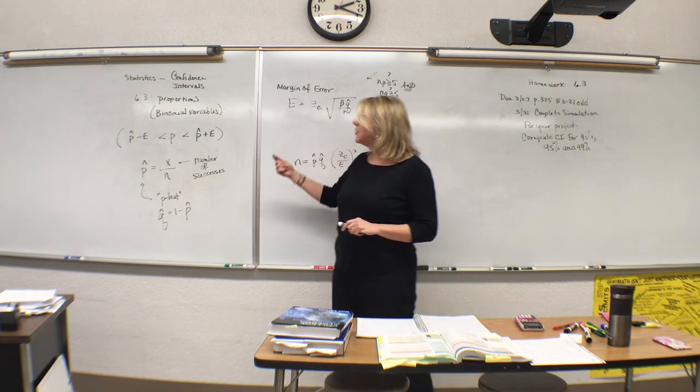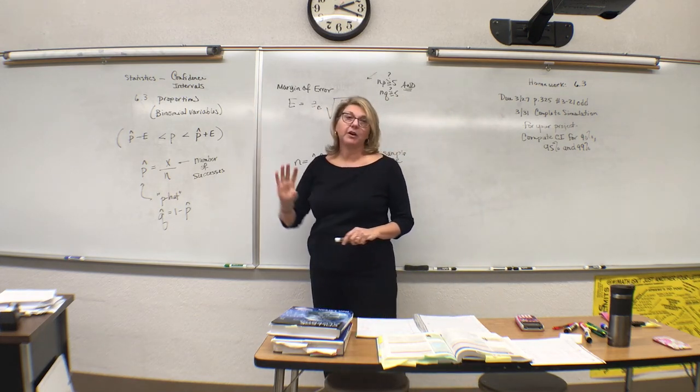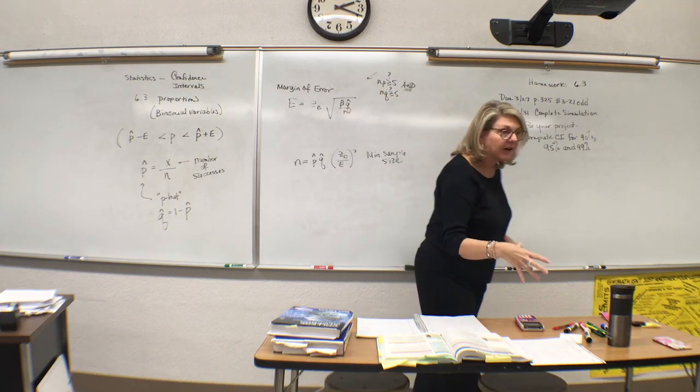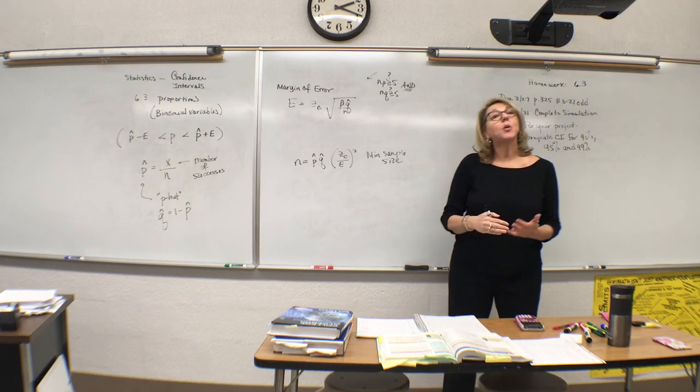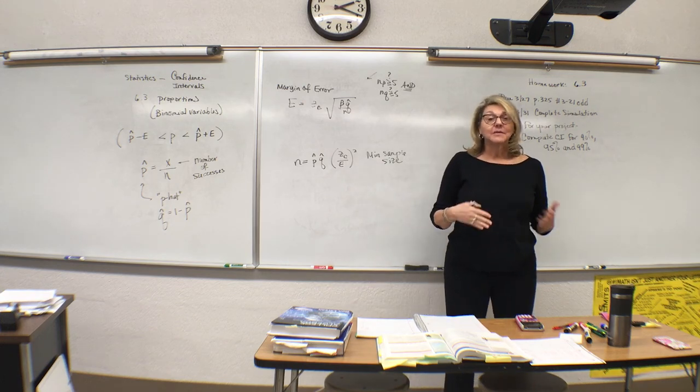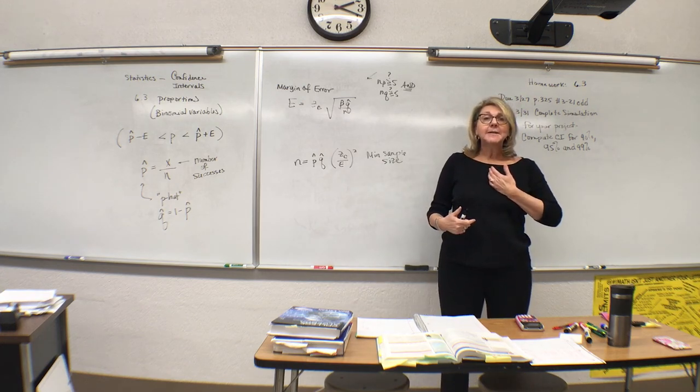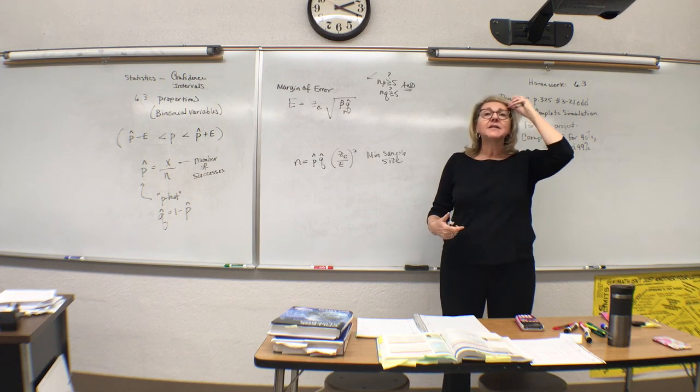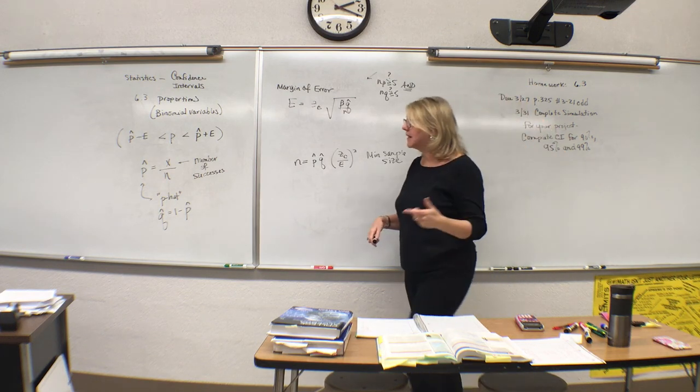Well, a proportion comes from a binomial variable, and as you know, a binomial variable comes from a scenario where we can only count what? The number of successes. So we define what success is, and the value that x takes on is a function of the number of successes.